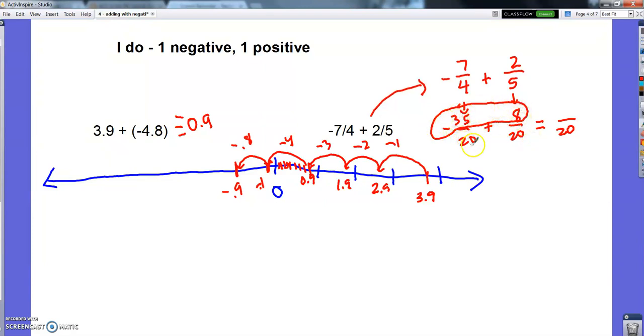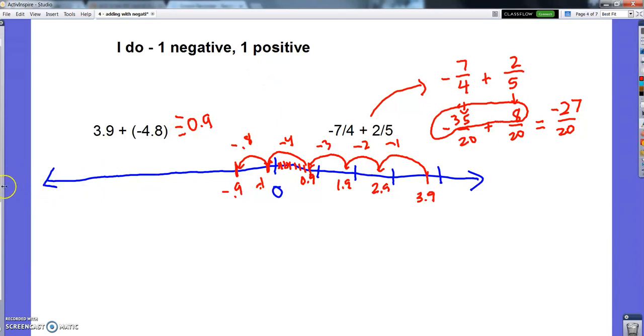So I just have to deal with the numerators here. So negative 35 plus the 8, I would end up making 8 sets of 0. And so I would lose 8 of these negatives, and so I would have negative 27/20, I believe. All right, so that's how it works.